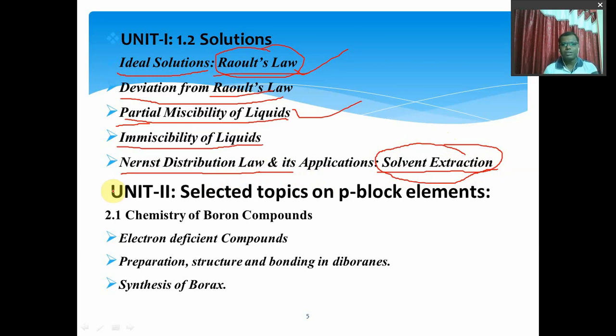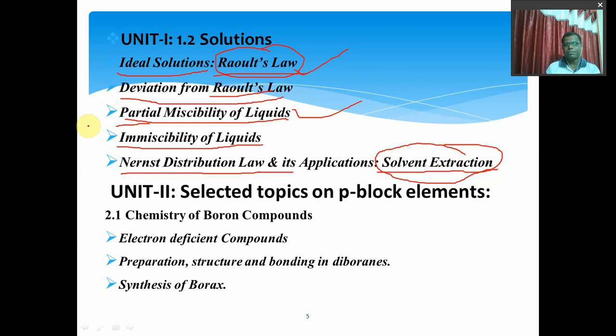Again I am going to repeat here, in chemistry paper 2 unit number 1 I am going to teach you, and in unit number 1 there are two topics. One is chemical kinetics and the second one is solutions. So these two topics will be taken by me, that I will teach you.